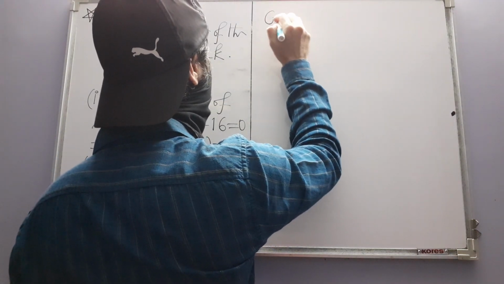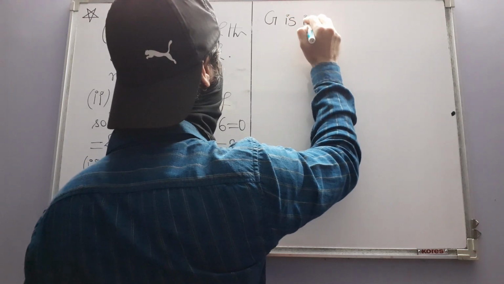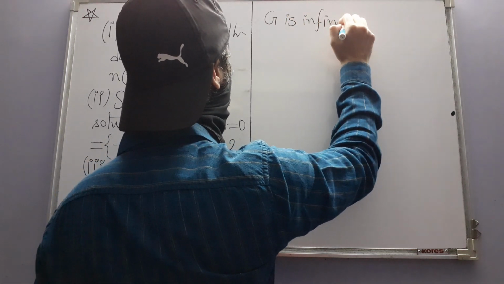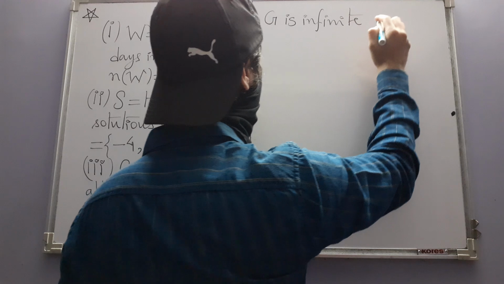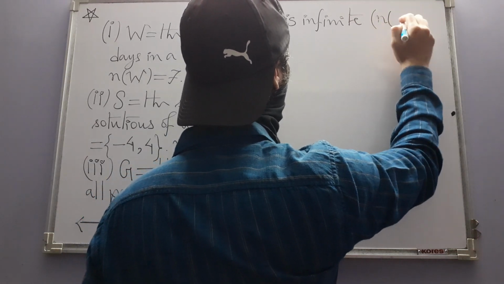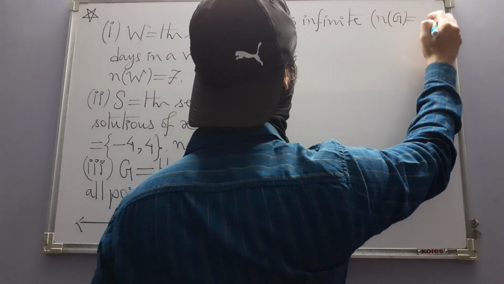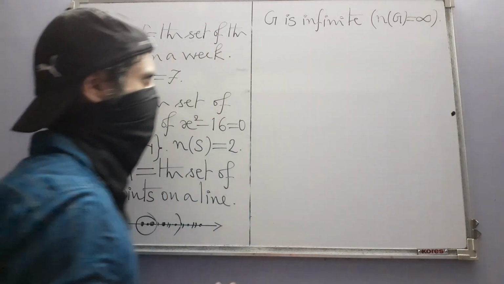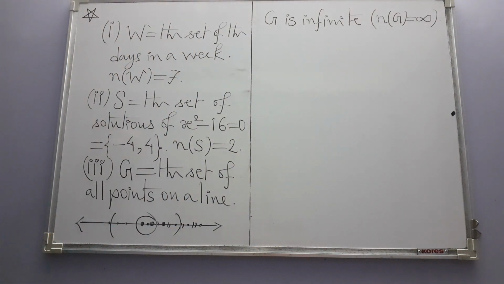G is infinite. Again, I could have expressed this fact by writing this, but I won't, because this is not how we usually express the fact that a set is infinite.